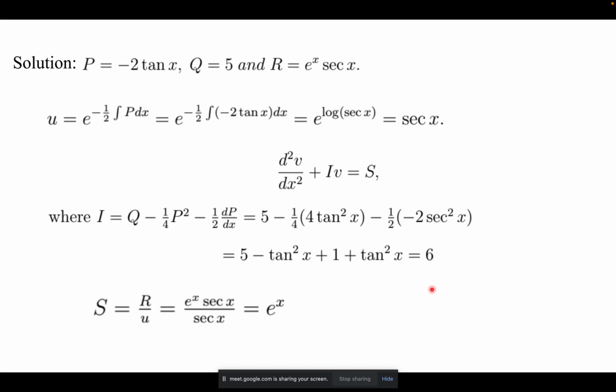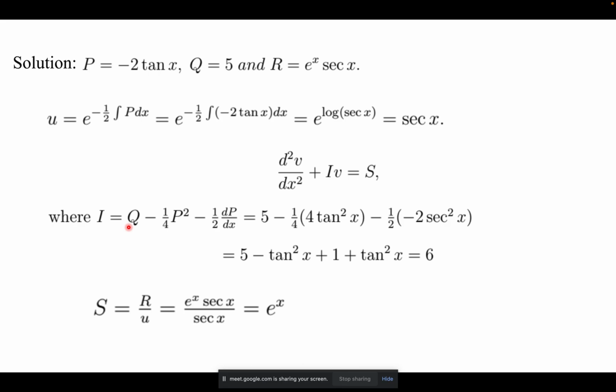And now you just need to find the value of s, right? The value of s can be written as r by u. Here r is e power x sec x, right? And the value of u is sec x, which we computed earlier. So the value of s is just e power x. So basically now you have all the ingredients of the normal form of the differential equation.